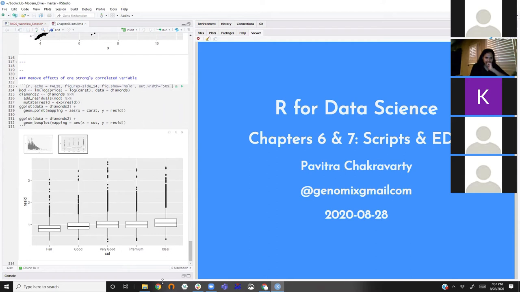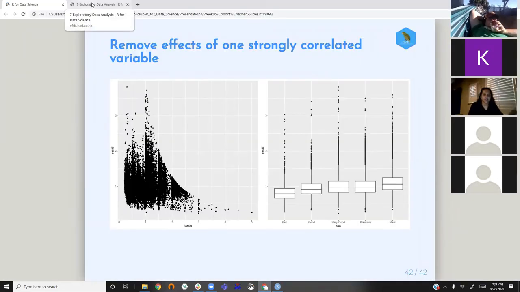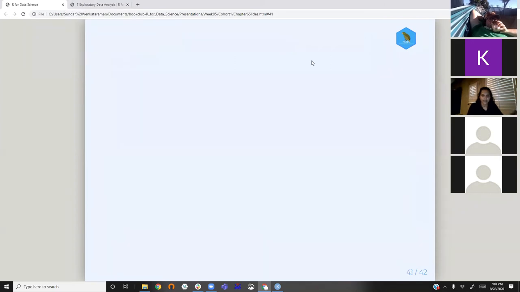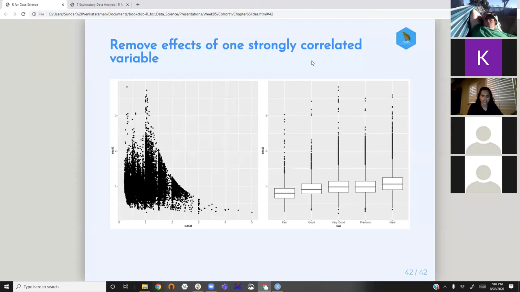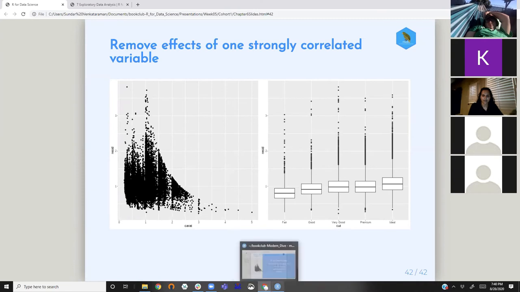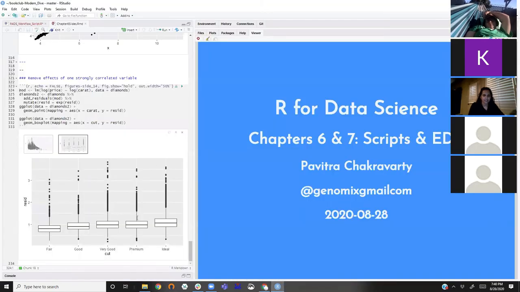Right? So I think the last one is actually something that's of maximum interest to me. That's because it's telling us how we can remove the effect of one strongly correlated variable and then just see the other strongly correlated variable in and of itself, without the impact of the other variable. So this, like I said, was the code.